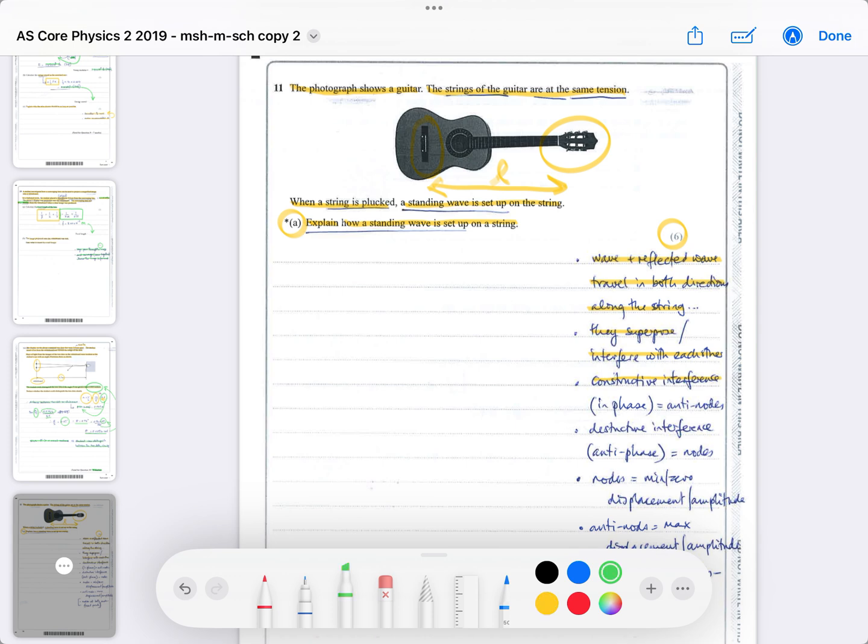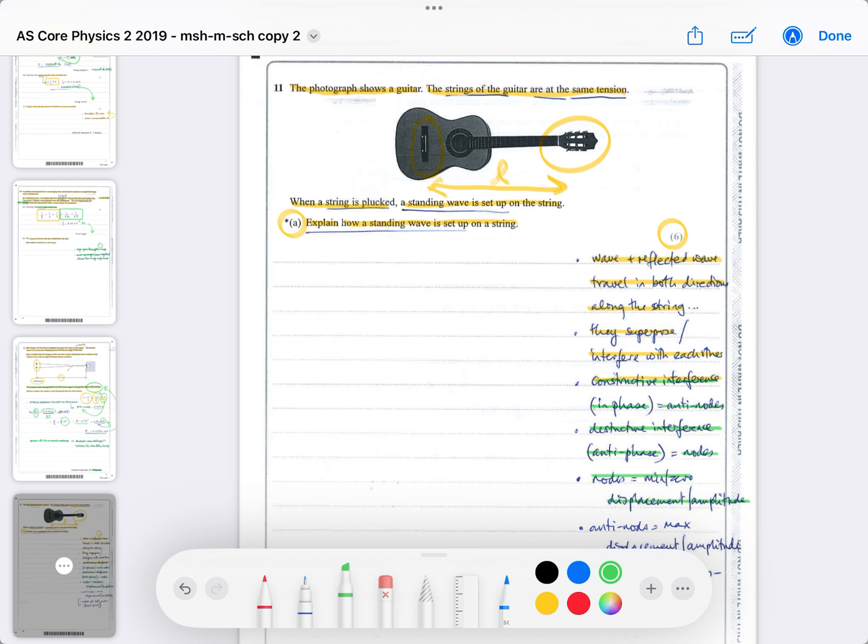I want to do this in green actually. They get constructive interference when they're in phase and antinodes are formed, and when they are out of phase, in antiphase, exactly half a cycle out of phase, they get destructive interference and you get nodes. And the nodes are minimum or zero displacement or amplitude.